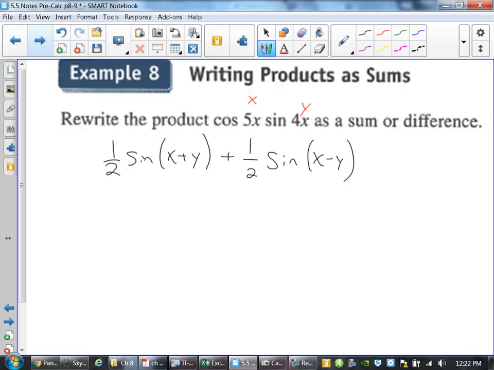I just realized that on your laminate sheet, the cosine, that one's not on there, the reverse of it. I didn't realize that.